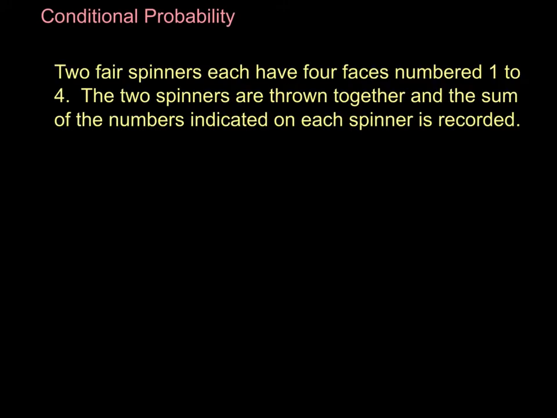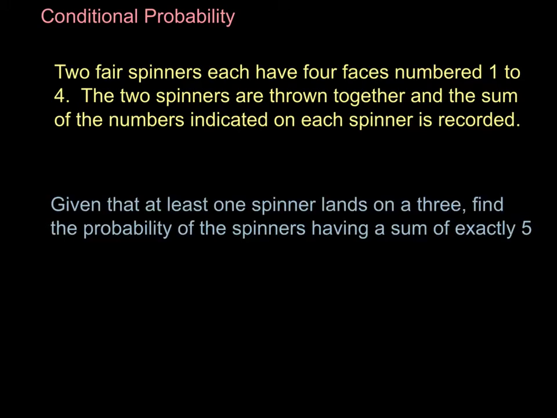If we look at the start of a question, we've got two spinners, each having four faces. Two spinners are thrown together, so it's pretty normal. Given at least one spinner lands on a 3, find the probability the spinners have a sum of exactly 5. So we're not just looking at spinners that have a sum of 5; we've got a condition that at least one of them has to land on a 3. That's the idea of conditional probability, it just makes it a little bit more complicated.